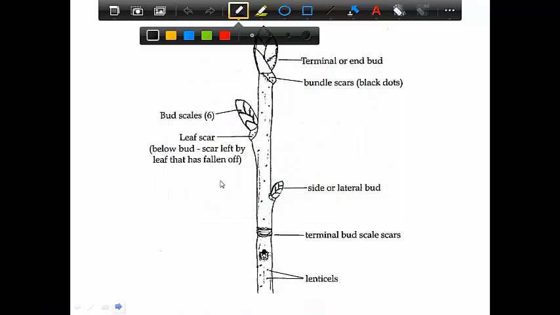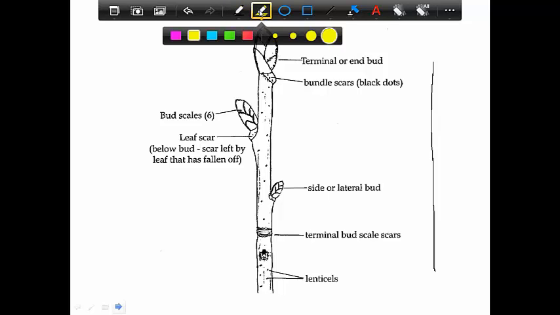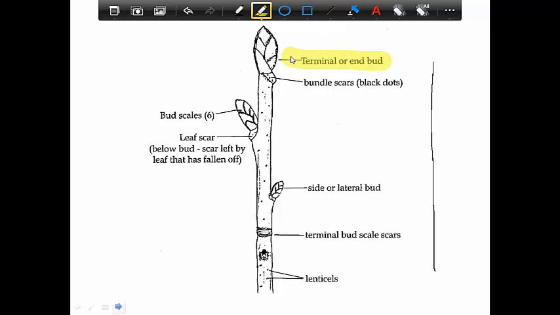Alright, so if this is my twig on the side, and this is maybe what you want to draw, you do want to have a terminal or end bud, and that's going to be what's at the very tip top. Terminal means the end of it. So the very tip top of your twig is going to be that terminal or end bud, so please draw that and label it.